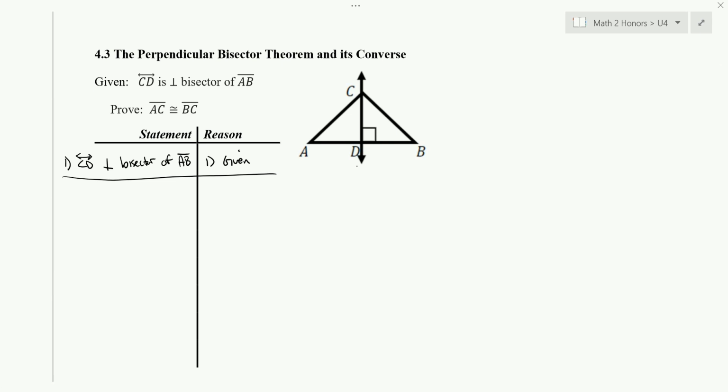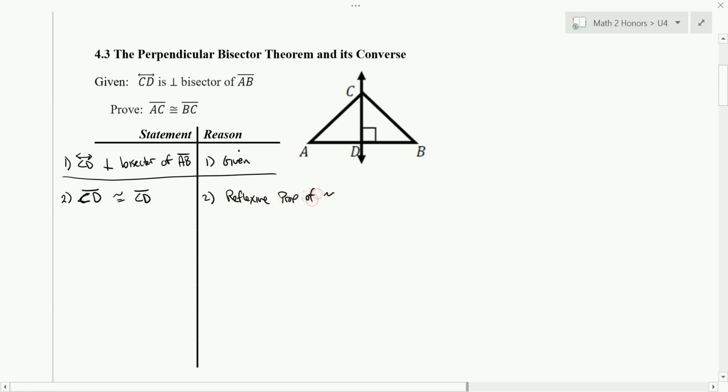Give me a step that we need to prove this. Luis. Why? No, that's not the definition of perpendicular bisector. You have to look back at what that is. Okay. We could say CD is congruent to CD by reflexive property of congruence. I'll mark that right here.